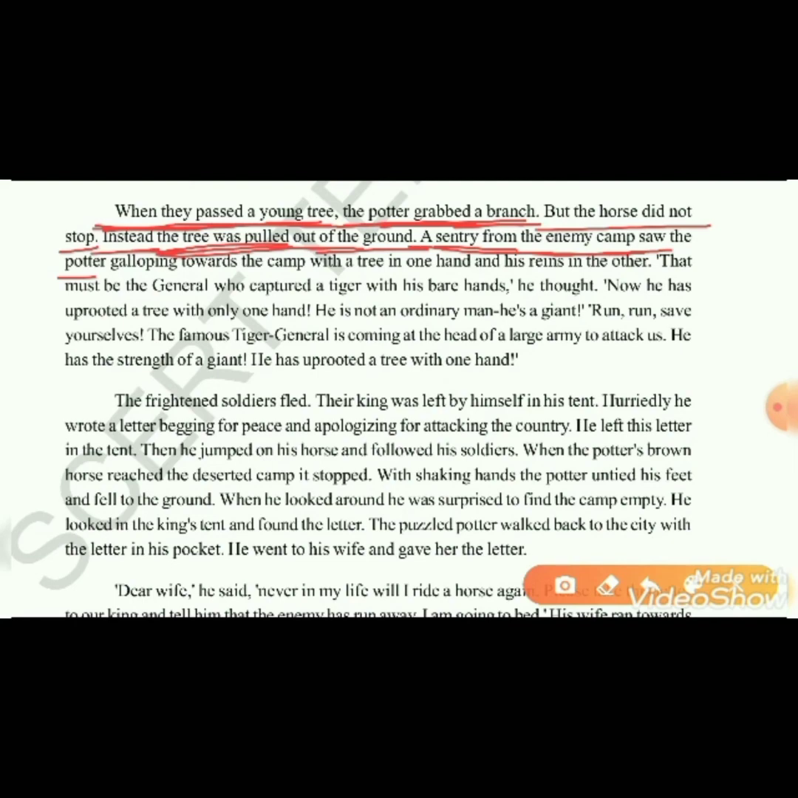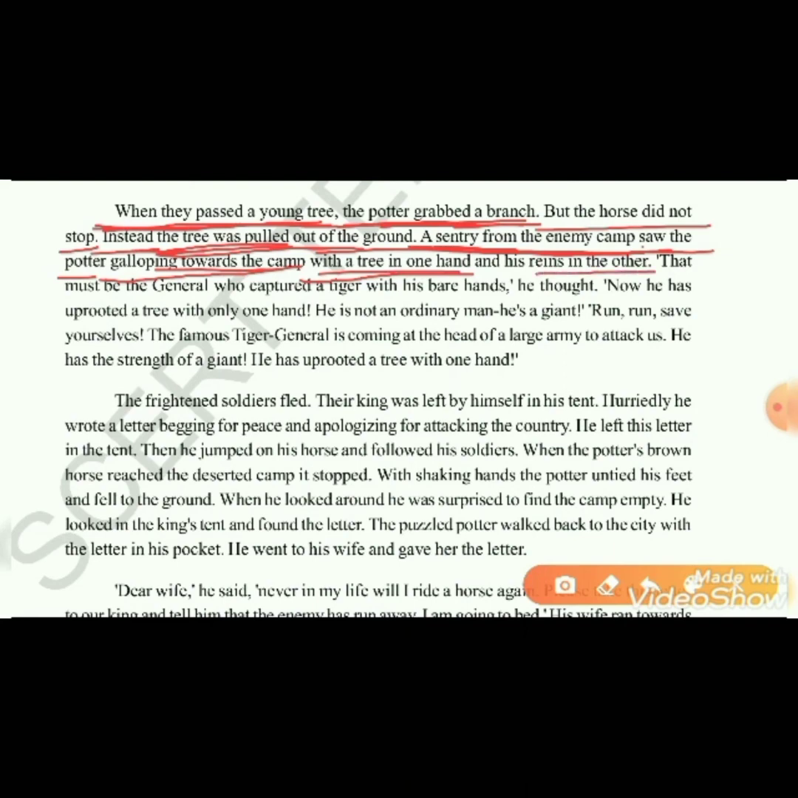That must be the general who captured the tiger with his bare hands. Oh my God, the one who is galloping towards our camp might be the general who was appointed recently. He is a very, very brave man. He held a big, dangerous tiger with his bare hands, single-handedly, without any kind of gun, without any kind of net, without any kind of hook. He held the tiger with just his bare hands. Now that general is coming towards our camp.